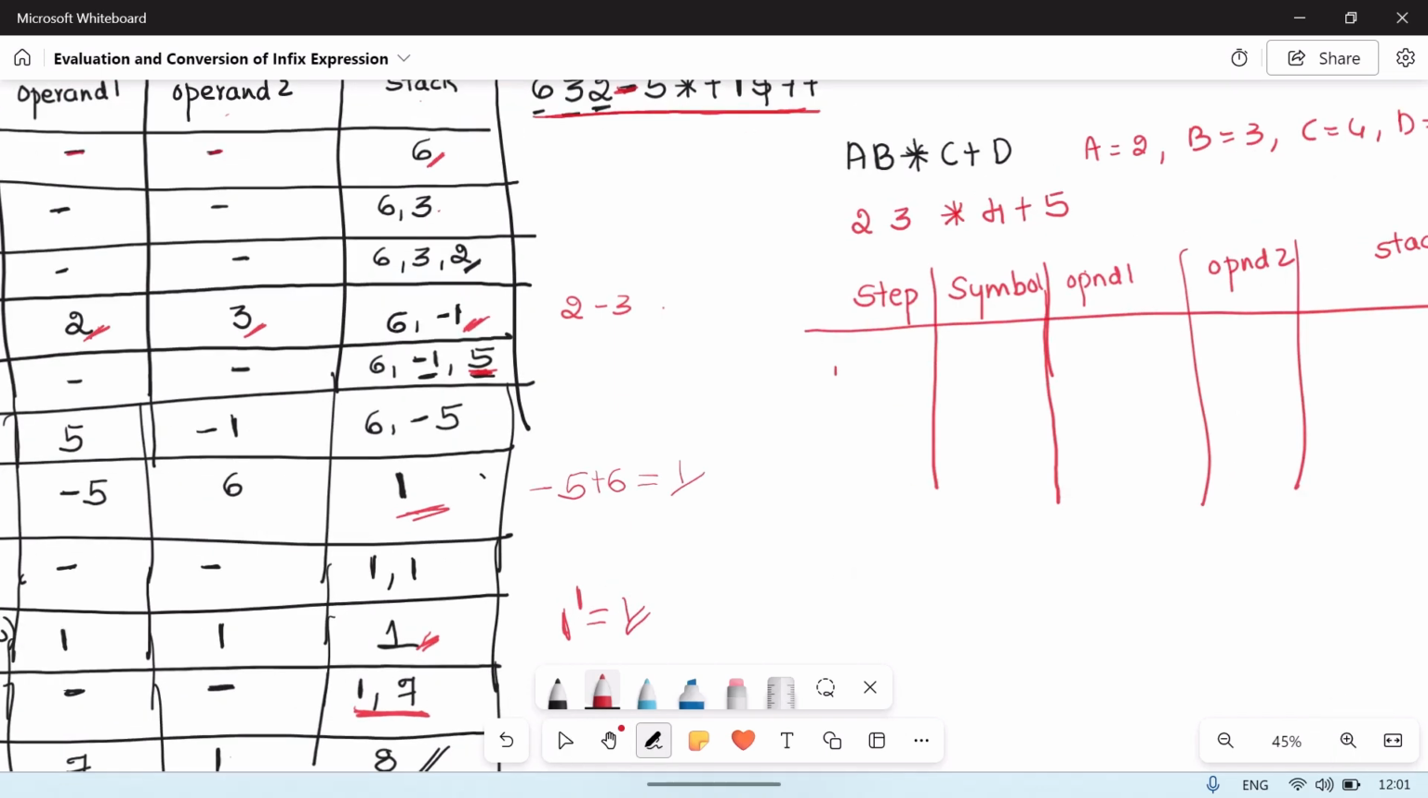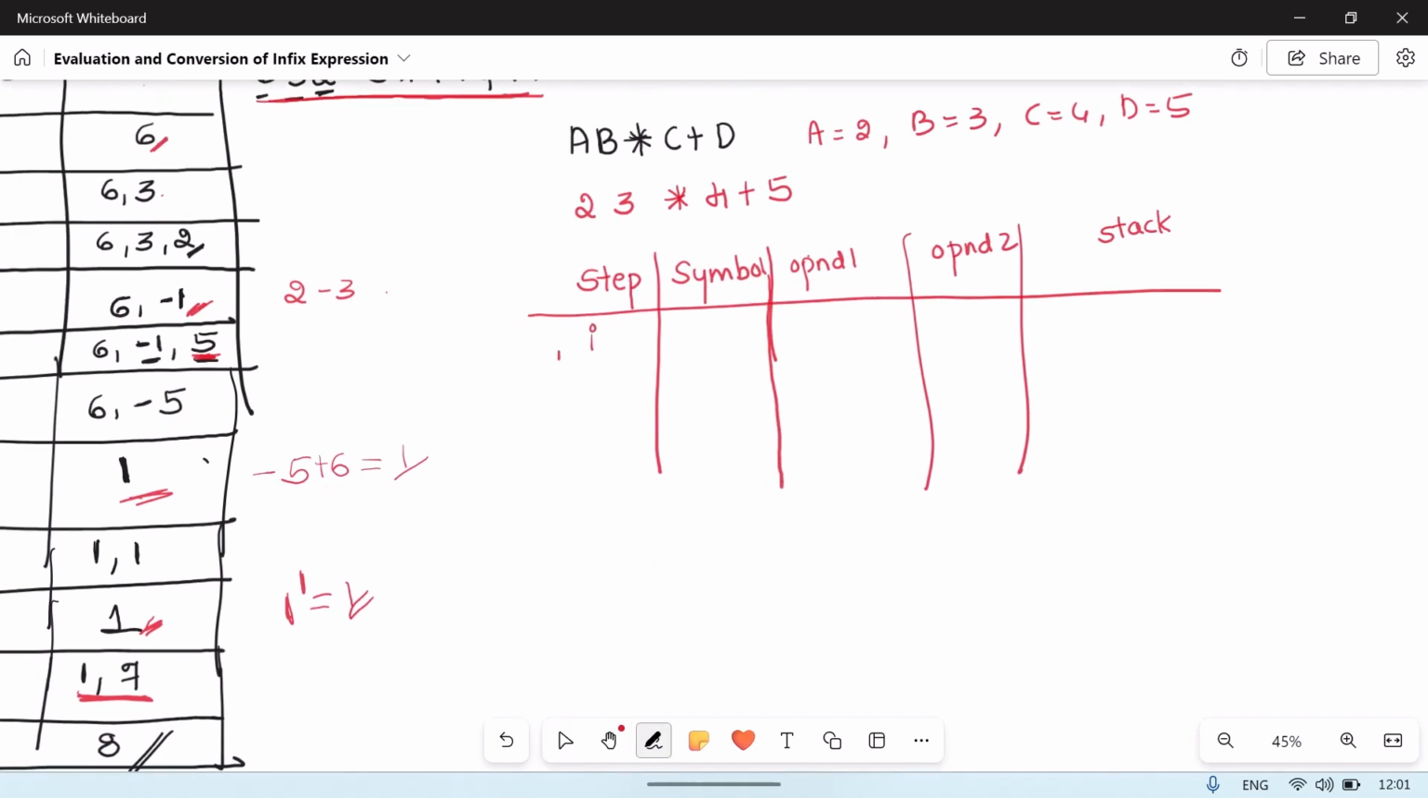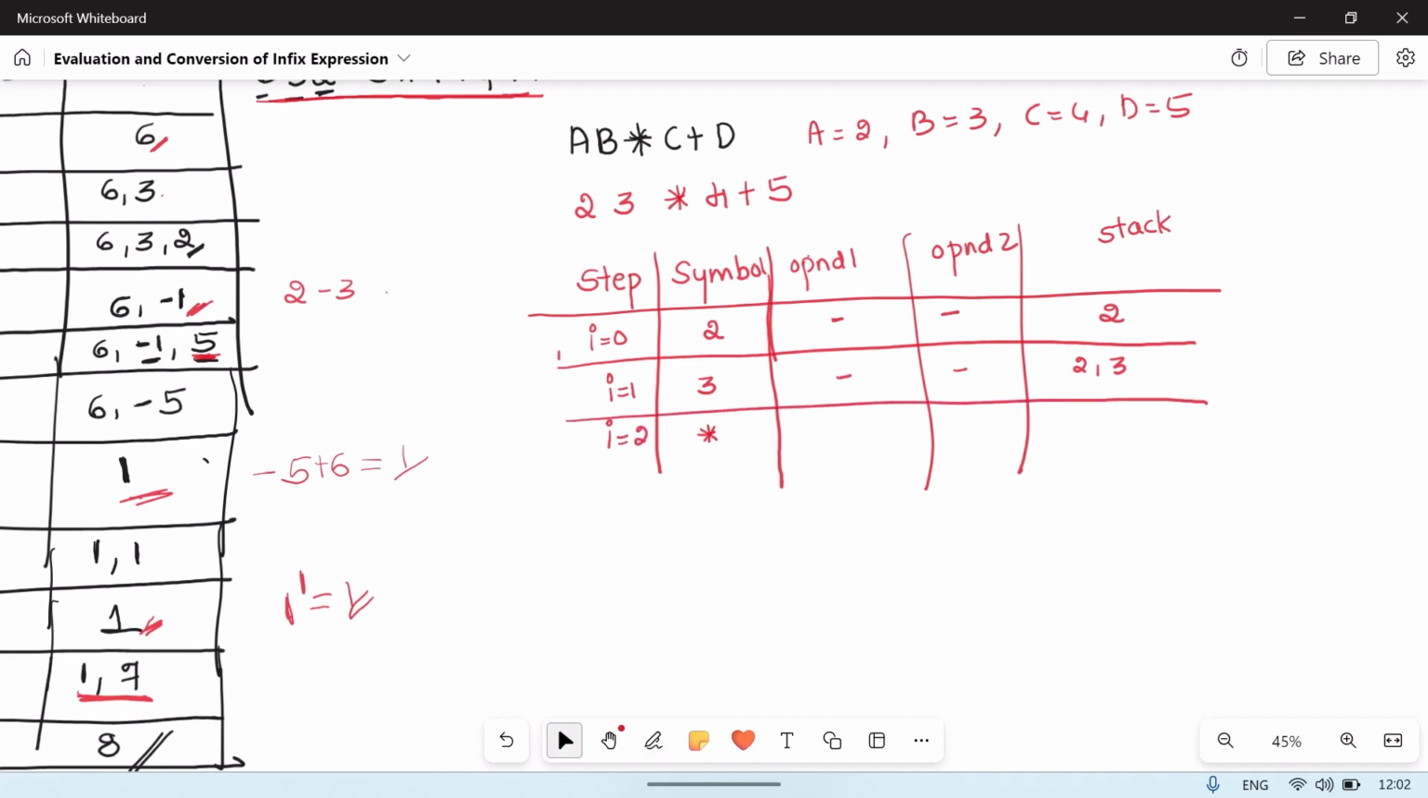So initially I is equal to 0. The first symbol that you have is 2. 2 is an operand, so you will push it onto the stack directly. Next is I equal to 1. Value that you have is 3. 3 is again an operand, so push it onto the stack. I is equal to 2. Star is the symbol that you have, and it is an operator. So pop out the topmost elements. First element that will be popped out is 3 followed by 2.